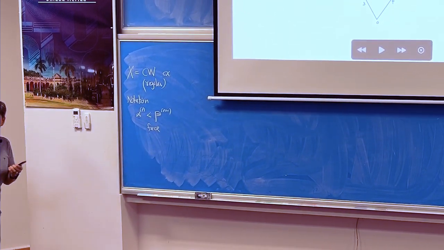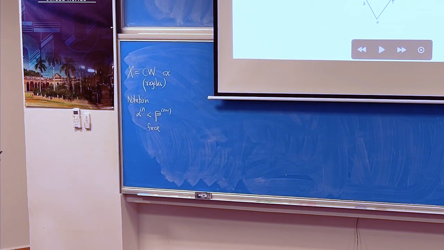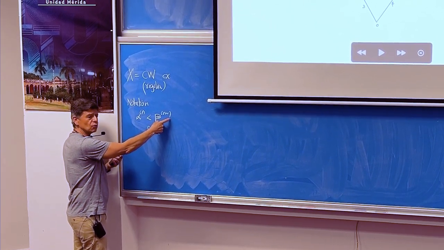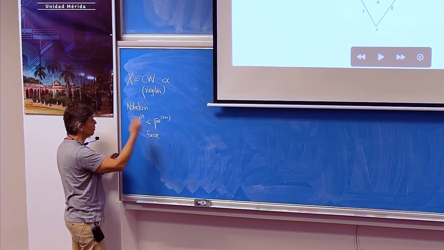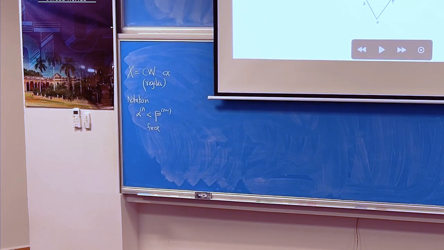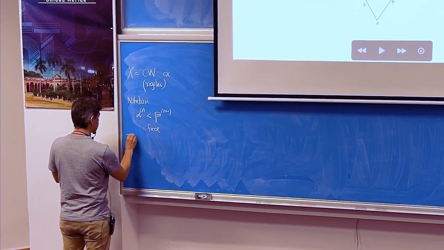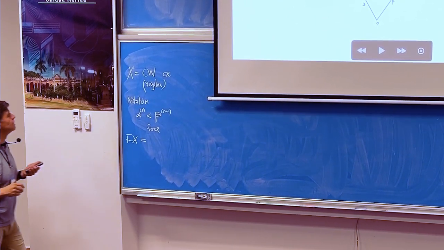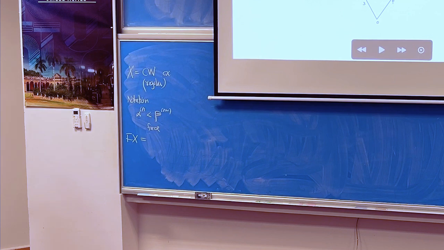It would be a face of codimension 1, which means that out of these p+2 vertices, you remove 1, and this would be what you get at the end. Now, one special character in this whole thing is the face poset of this complex.